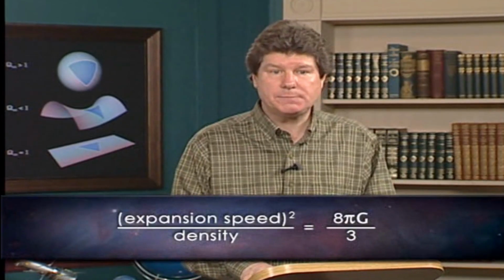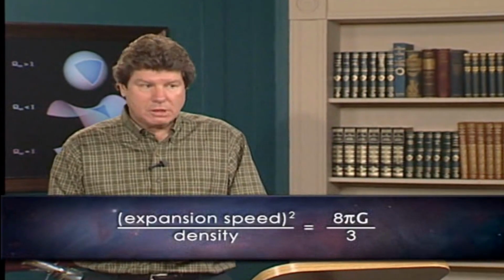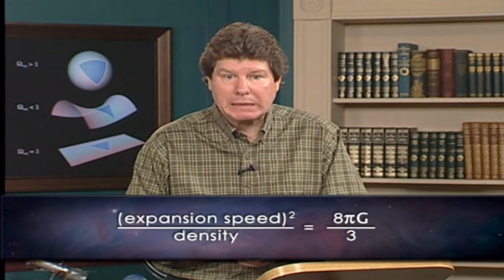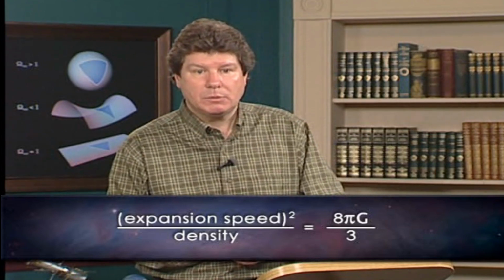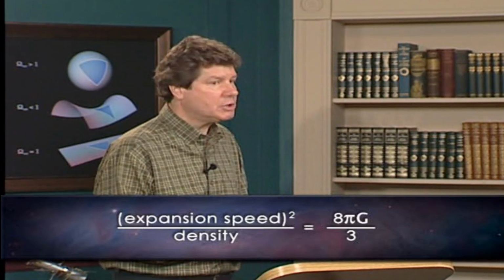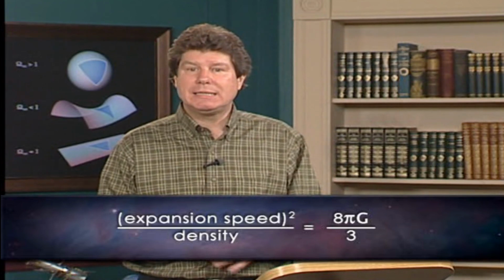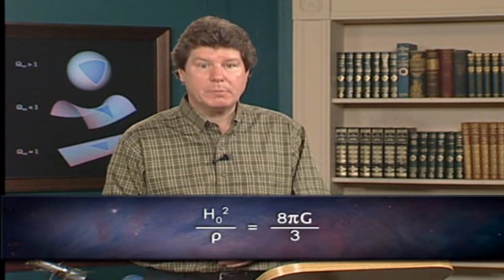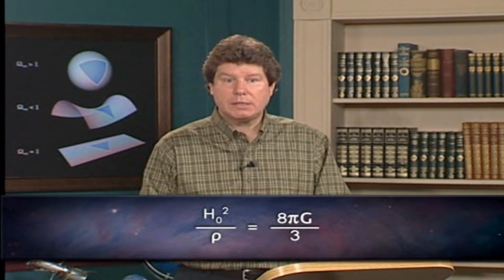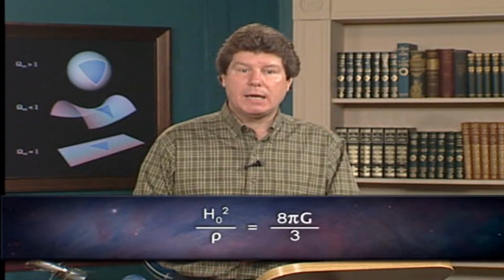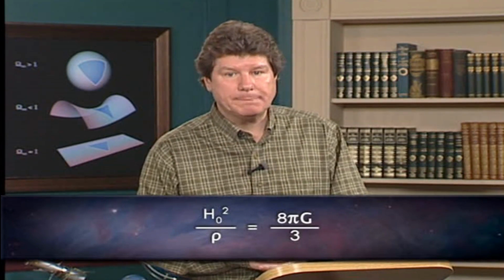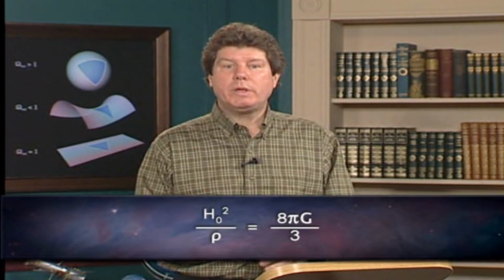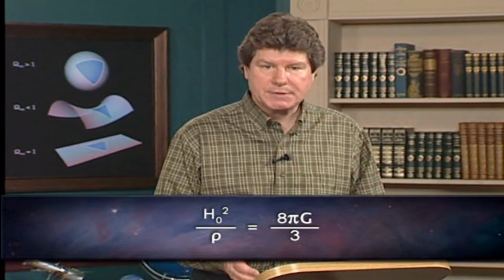Here is that combination. If the ratio of the expansion speed squared to the density is 8 pi G over 3, where G is Newton's gravitational constant, then the curvature is 0 and the geometry is Euclidean. Now, in math form, we have H0 squared over rho is equal to 8 pi G over 3, where H0 is Hubble's expansion constant, and as usual, we use the Greek letter rho for density.